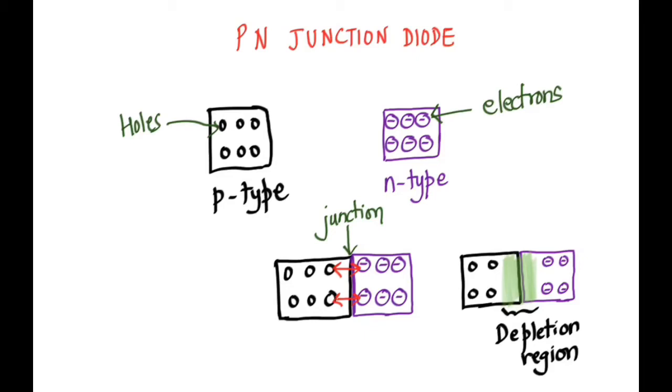Now we can see that the n-type semiconductor lost some of the electrons and the p-type semiconductor lost holes, and therefore on the n-type semiconductor at the junction we can see there is a positive charge because it lost the electrons, and on the p-type semiconductor at the junction we can see a negative charge because it lost some holes.